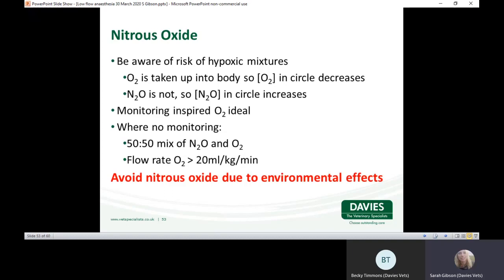Just also to mention nitrous oxide, you need to be aware of the risk of hypoxic mixtures. Oxygen is taken up into the body, so the oxygen concentration in the circle will decrease over time. Nitrous oxide is not taken up into the body, so nitrous oxide concentration in the circle would increase. So monitoring of inspired oxygen is needed. Where there's no monitoring, never go below 50% oxygen inspired, and the flow rate of oxygen needs to be over 20 mils per kilo per minute. But we would advise avoiding nitrous oxide due to the environmental effects.